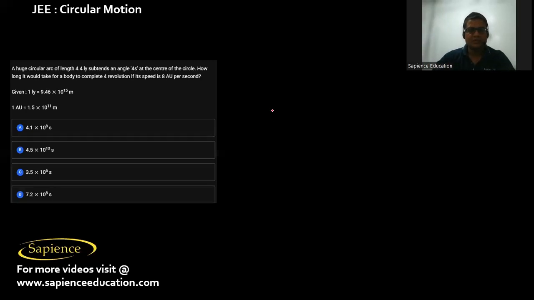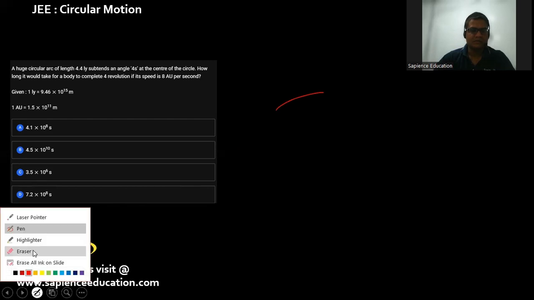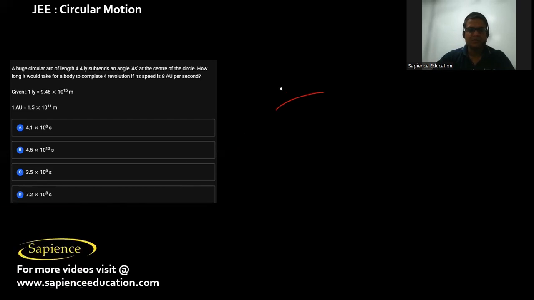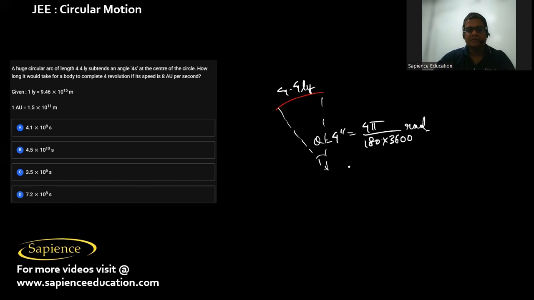Okay, so here it was told that the arc length was 4.4 light years, and it subtended an angle theta at the center, which is equal to 4 arc second, and which is equal to 4 pi by 180 into 3600 radians. And so we have to find the radius. So r into theta is equal to 4.4 light years, that is 4.4 into 9.46 into 10 power 15.